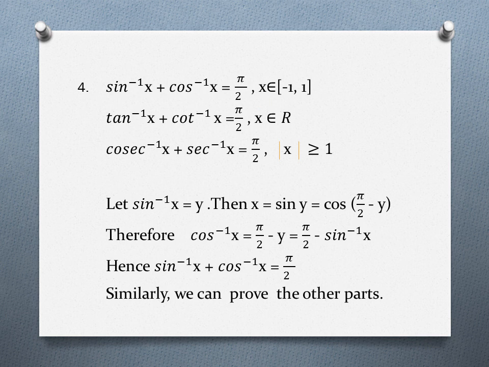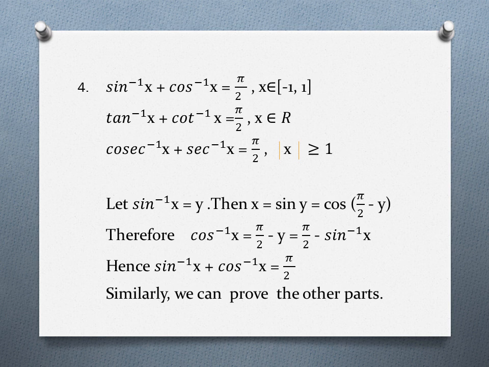Then fourth property: sin inverse of x plus cos inverse of x is equal to pi by 2, where x belongs to minus 1 to plus 1. Tan inverse of x plus cot inverse of x is equal to pi by 2, where x belongs to real numbers. Cosecant inverse of x plus secant inverse of x is equal to pi by 2, where modulus of x is greater than or equal to 1.